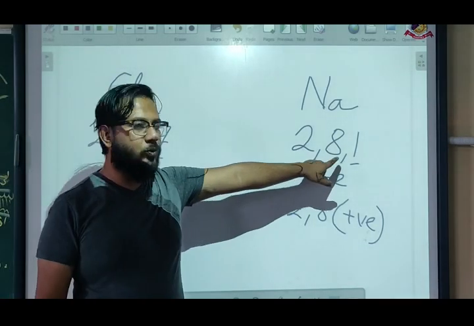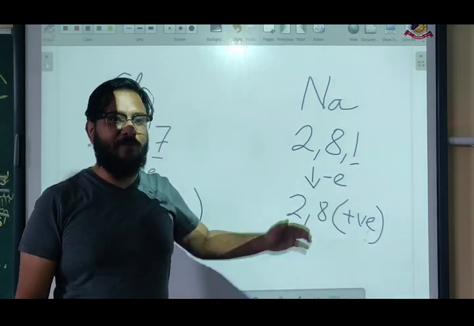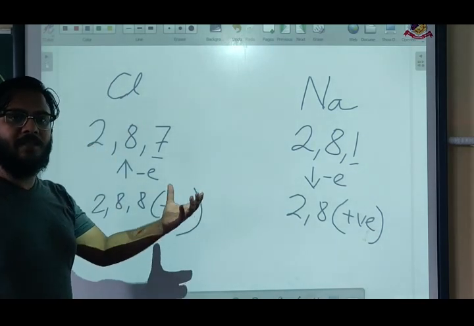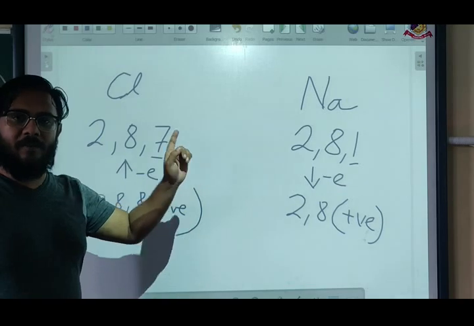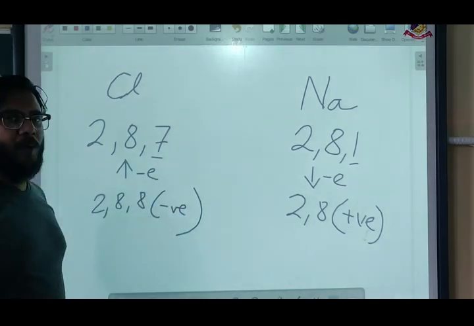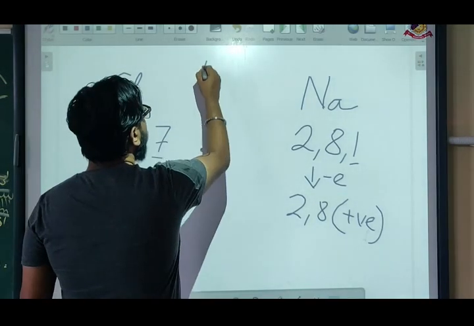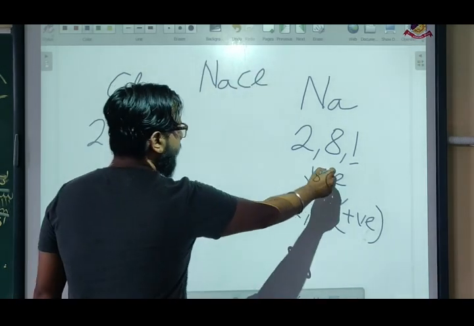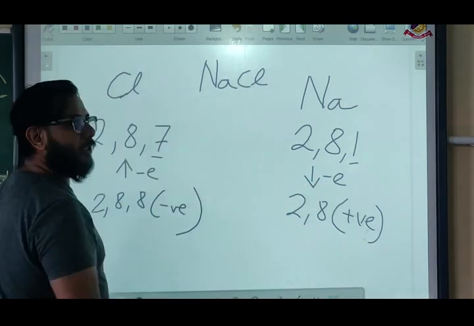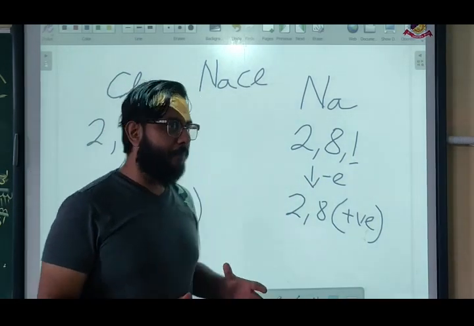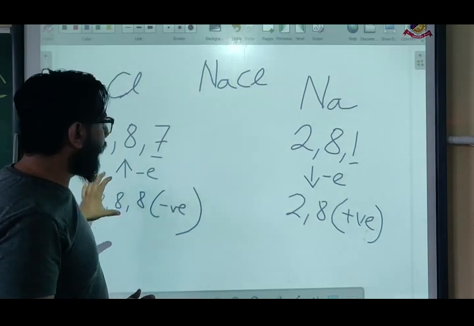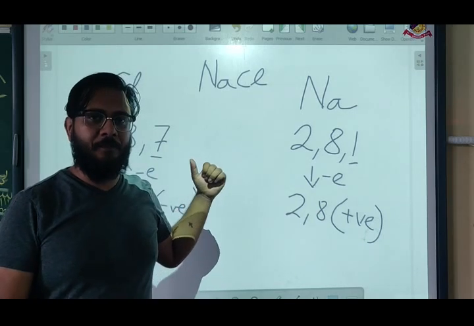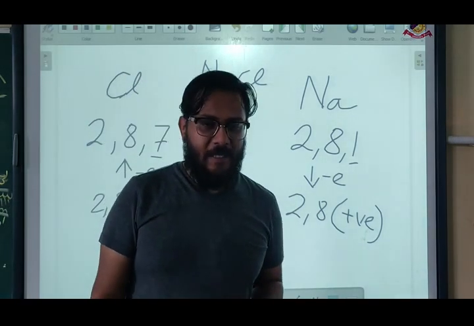Okay? Sodium has 1, so it gives. Chlorine has 7, so it takes 1. Sodium gives 1, chlorine takes 1. So when we form sodium chloride, this 1 electron goes here and this becomes stable. Okay? It becomes stable by being 2, 8, 8 and this becomes stable by being 2, 8 and giving the electron. Okay? That's that.